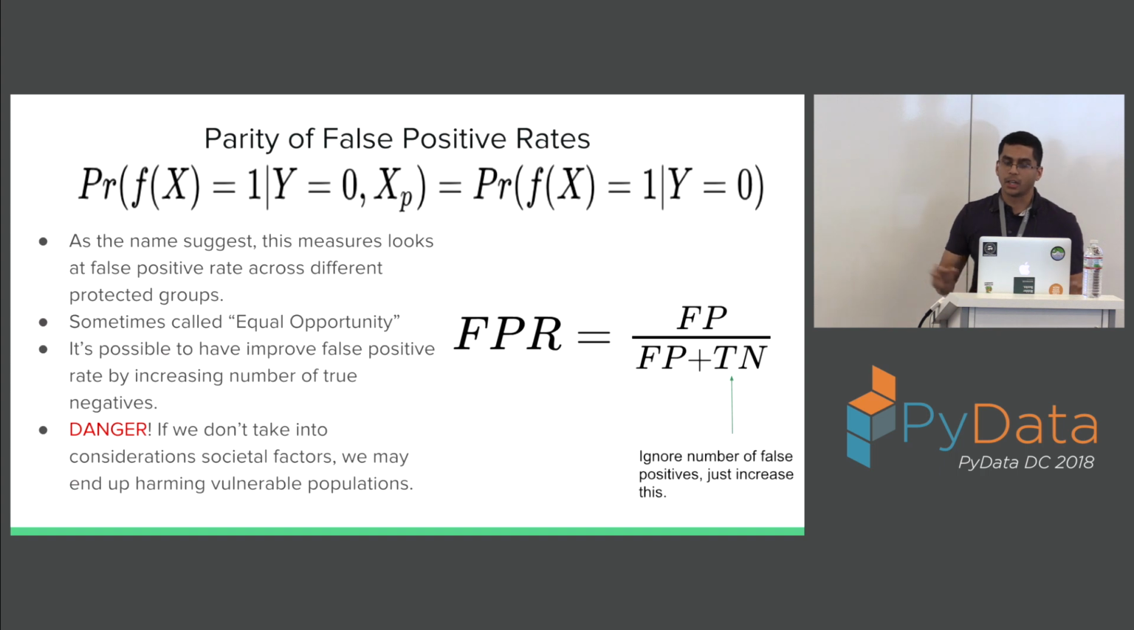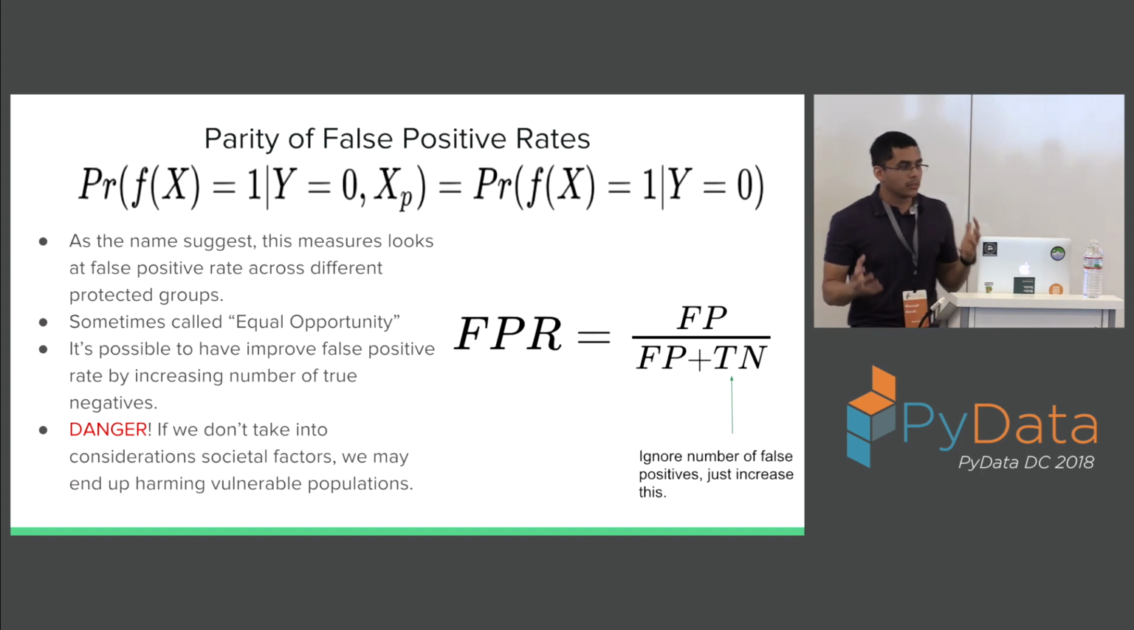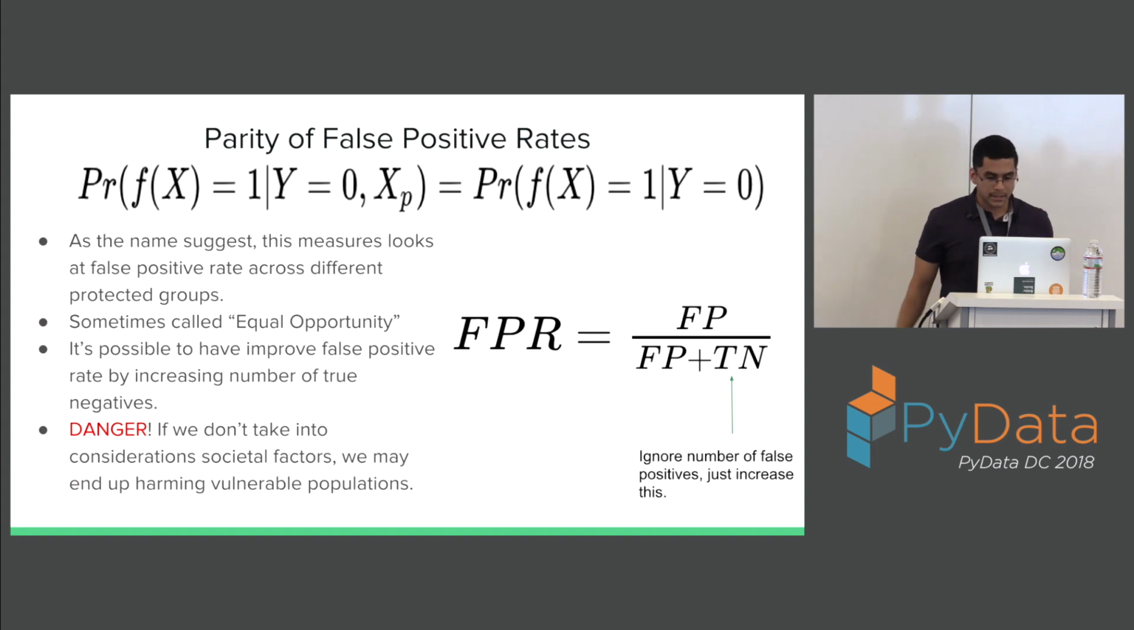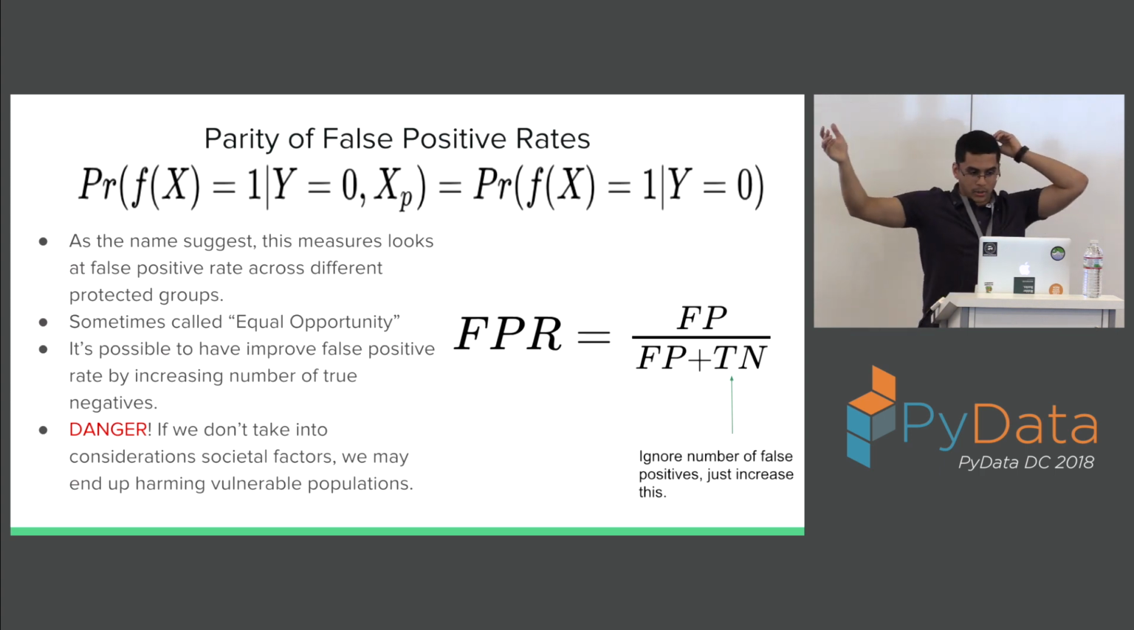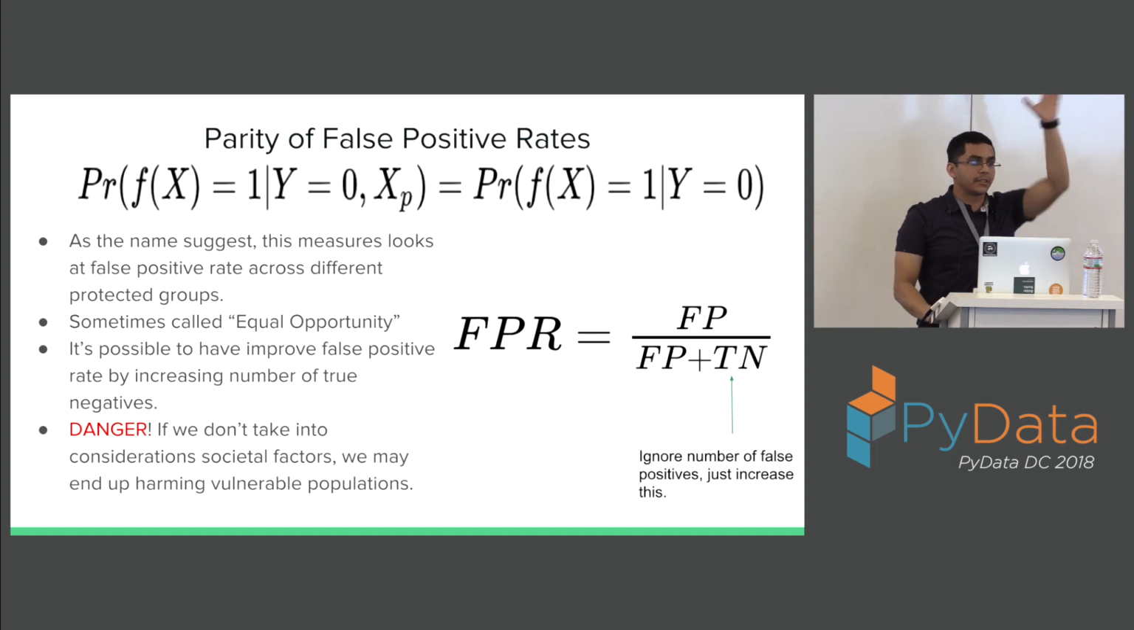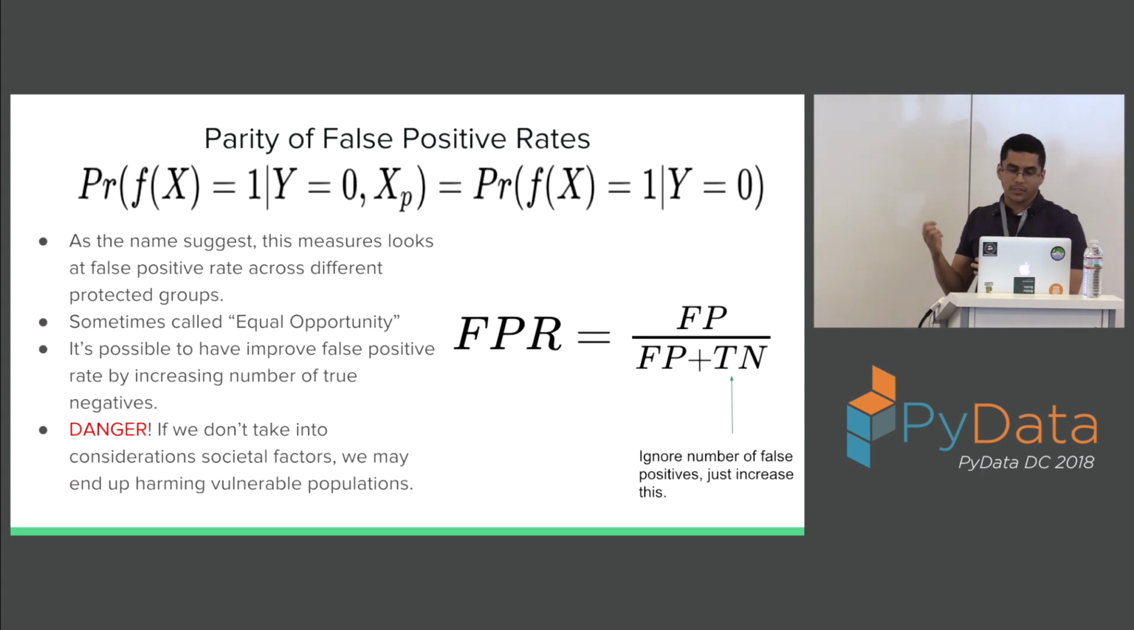So next is parity of false positive rates. This is sometimes called equal opportunity. And as the name suggests, we're looking at the false positive rates across different groups. This is going back to the Gender Shades work. We want to see that our algorithm is doing equally well across all groups. We want to make sure that our error rate is the same across all groups. We don't want to be significantly worse on black women, for example, in face recognition than we are compared to white men.